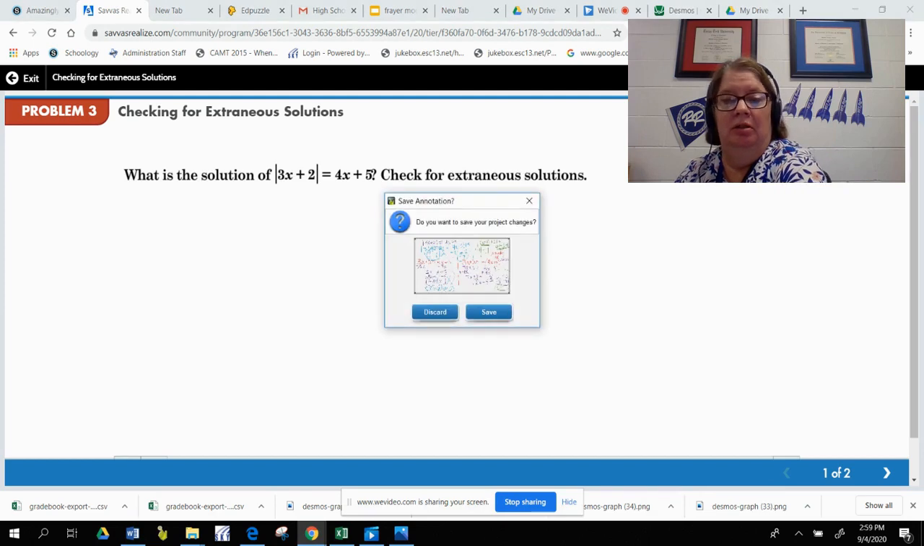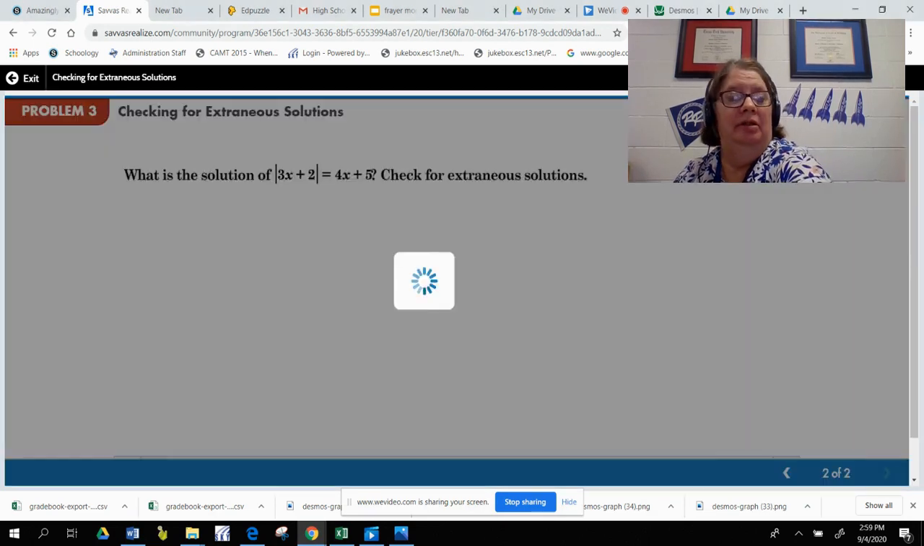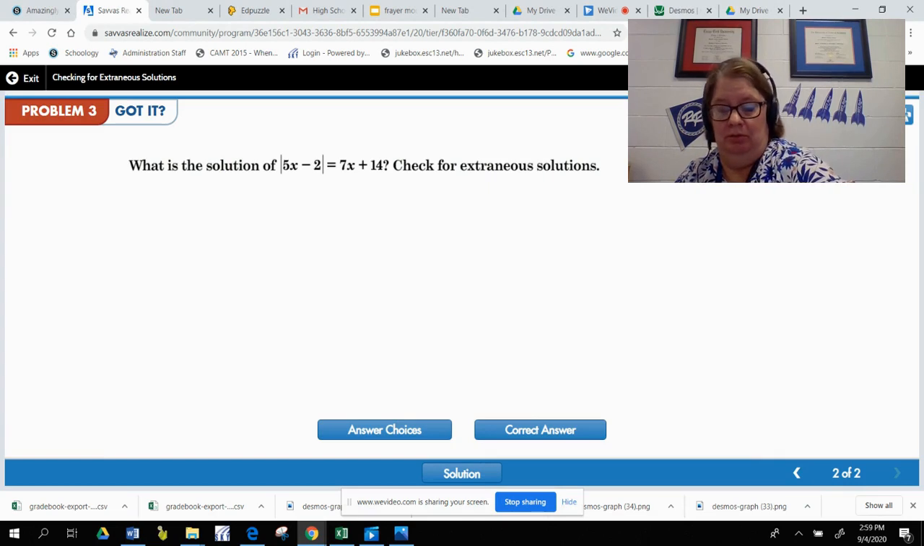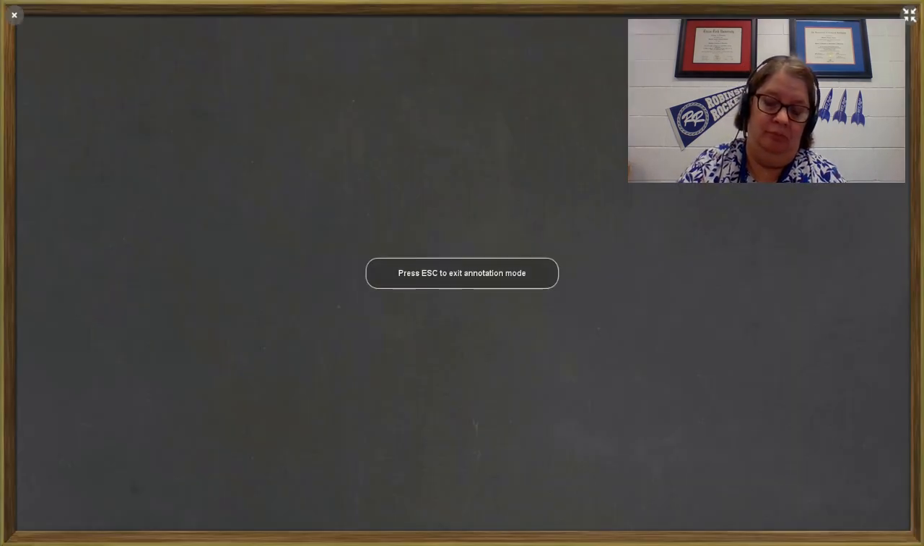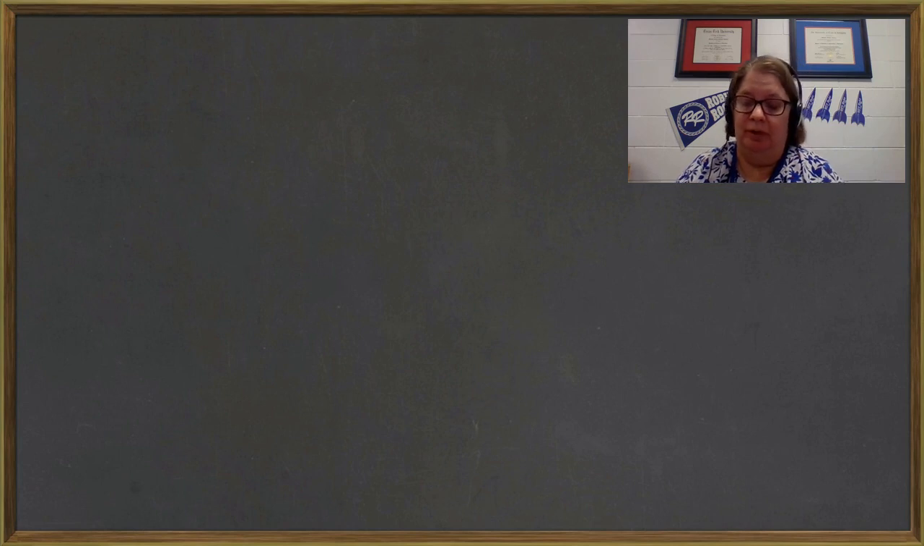Let's see. I think we should have another one here. What is the solution of absolute value of 5x minus 2 equals 7x plus 14? Check for extraneous solutions. Okay, I'm going to go to a blank screen to work that. I'll have more room. Switch it up for you a little bit here.